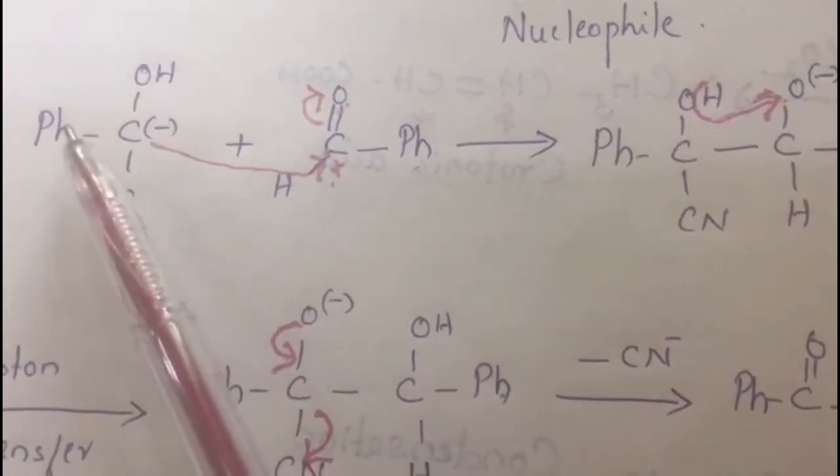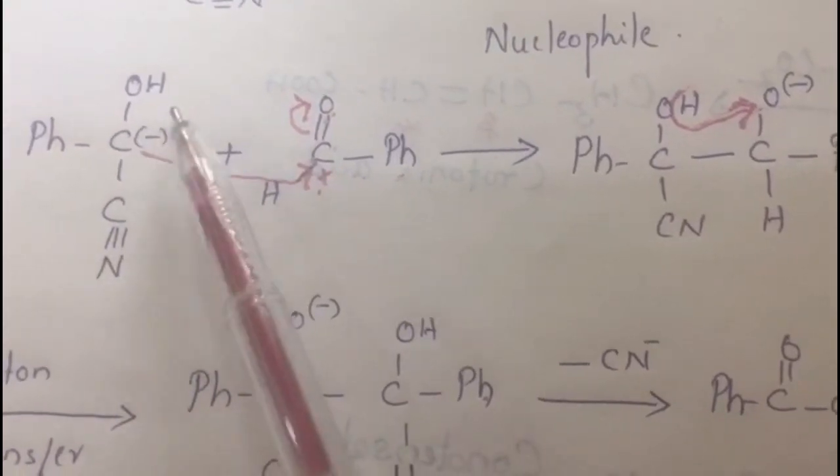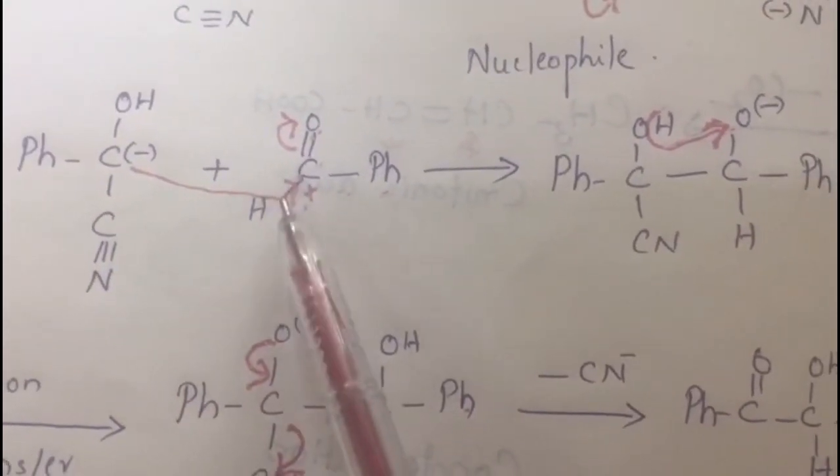So these electrons will move towards the oxygen atom, and this carbon will have a positive charge. So this minus will attack this carbon. The product will be Ph, COH, CN, CH, O minus, Ph, like this.